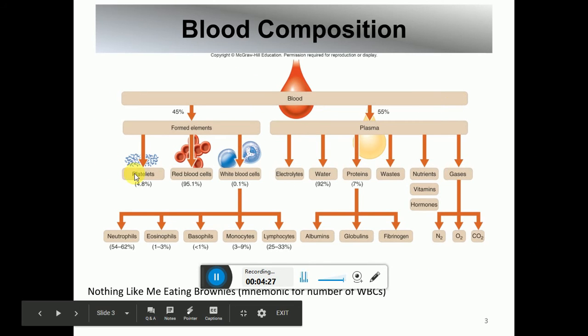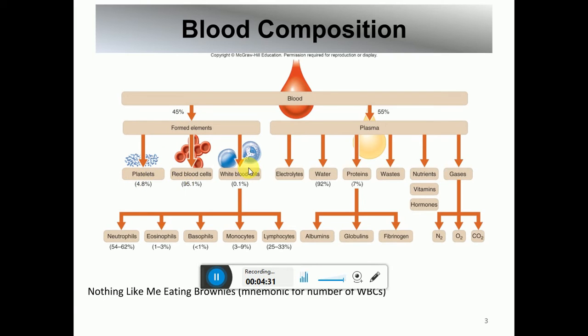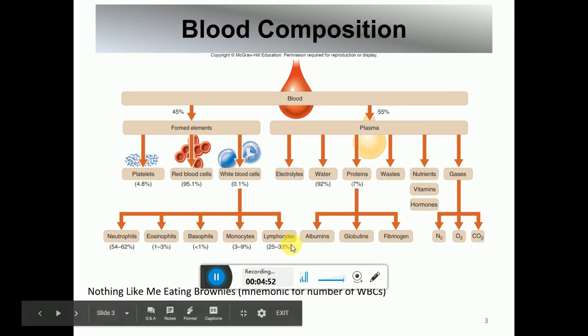For the formed elements, which are, as we said, platelets, red blood cells, and white blood cells, the majority, about 95% of your formed cells, are actually red blood cells, followed by a little bit less than 5% platelets, and then a very few white blood cells. Among the white blood cells, we've got 5 different kinds.